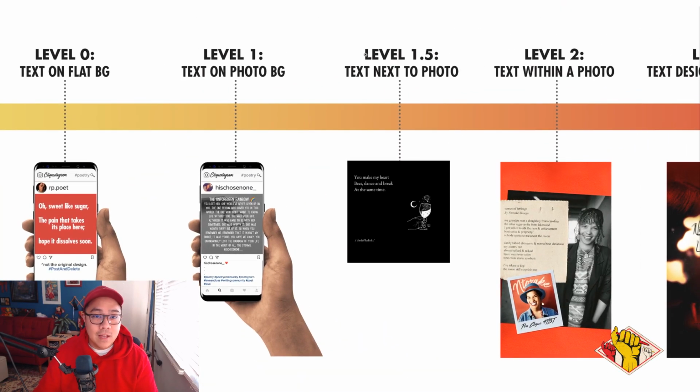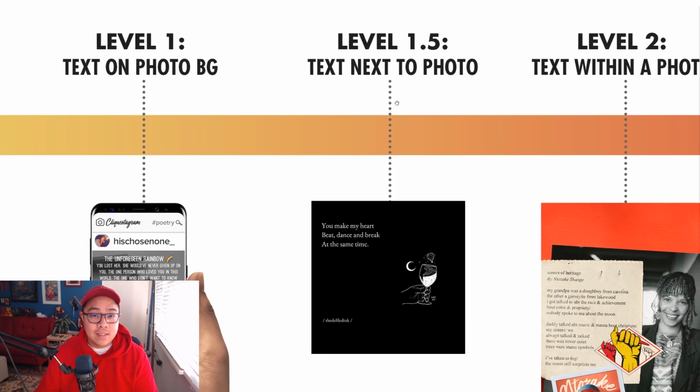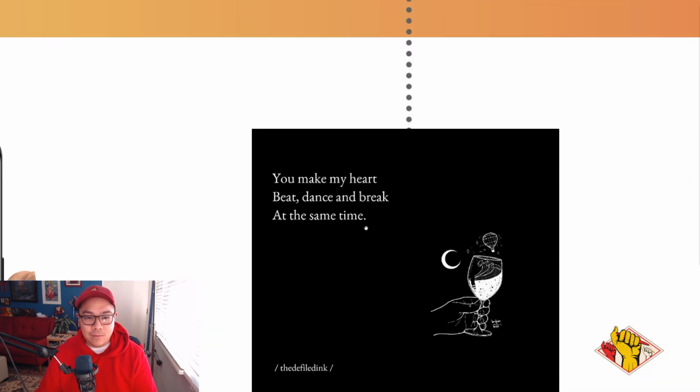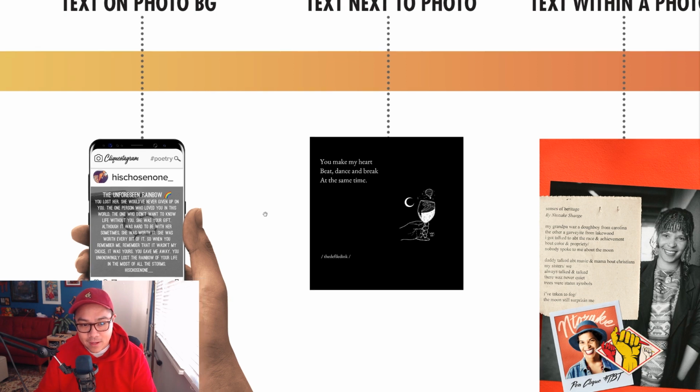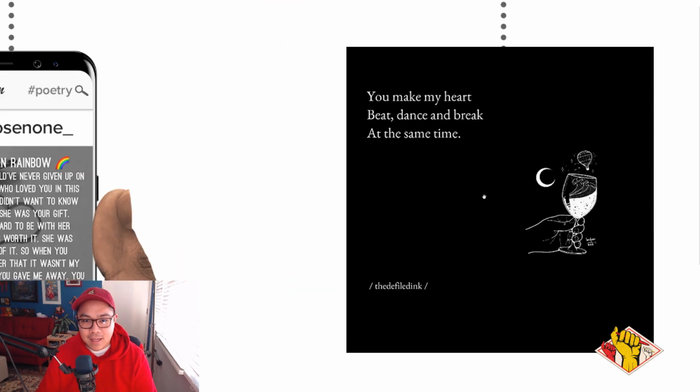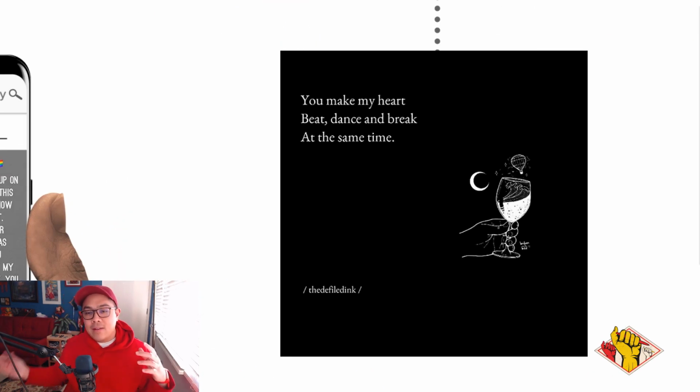All right, level 1.5, text next to a photo. Now this, in my opinion, is a step up from this, because here now you're working compositionally, right? So now you have your text here, and then you're considering, all right, where do I best place this image? Maybe I should put it down here. Maybe I should make it big. This is now playing with composition. So I think that's a big step up.